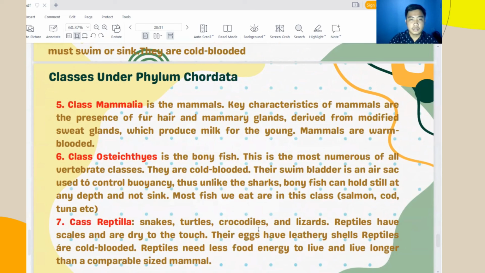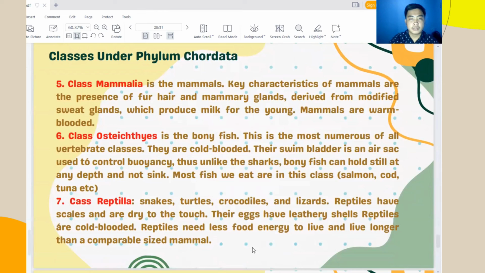Class Osteichthyes is the bony fish. This is the most numerous of all vertebrate classes. They are cold-blooded. Their swim bladder is an air sac used to control buoyancy. Thus, unlike the shark, bony fish can hold still at any depth and not sink. Most fish we eat are in this class: salmon, tuna, etc.